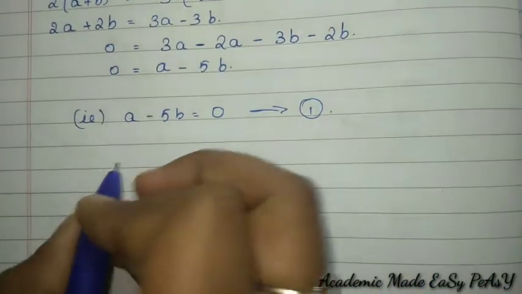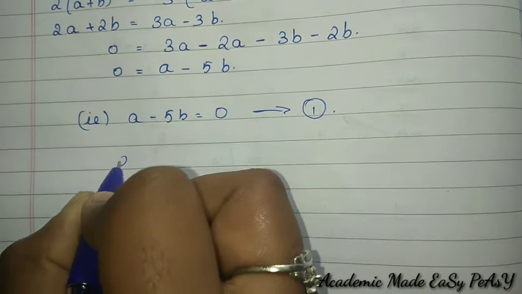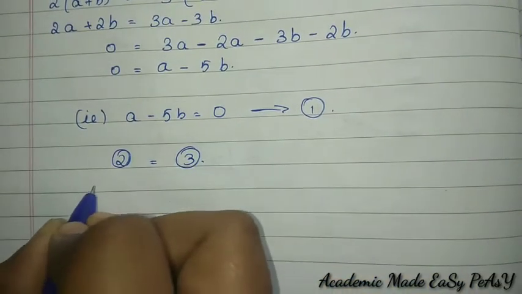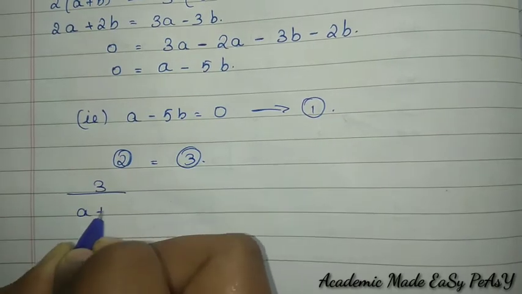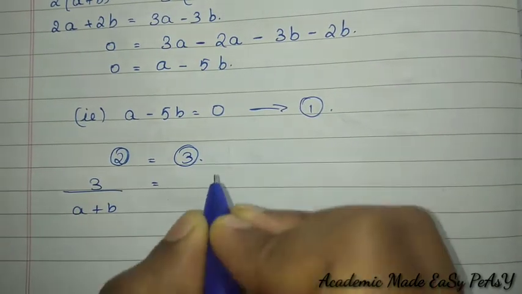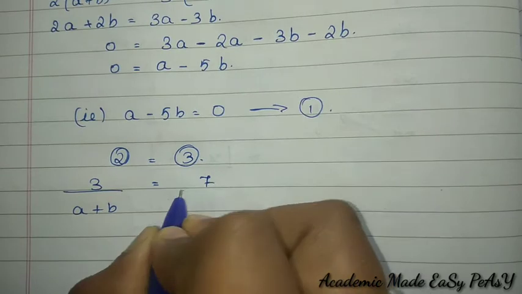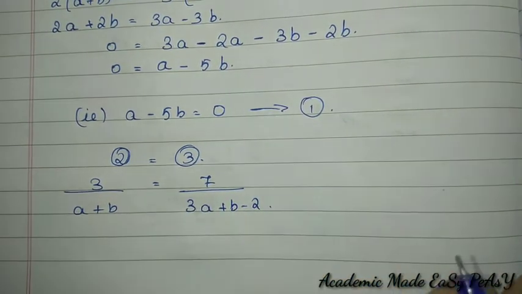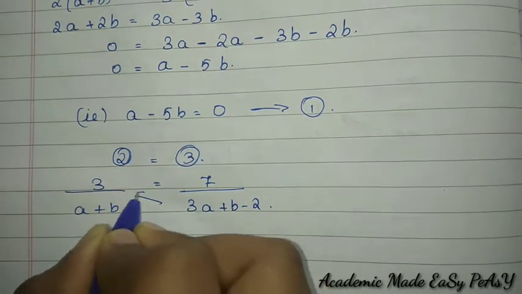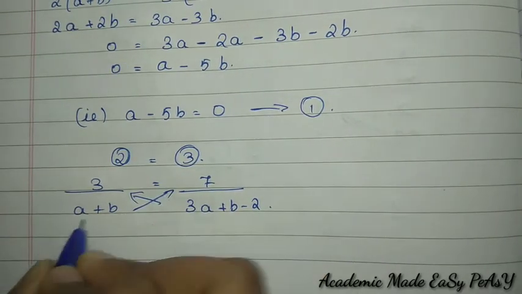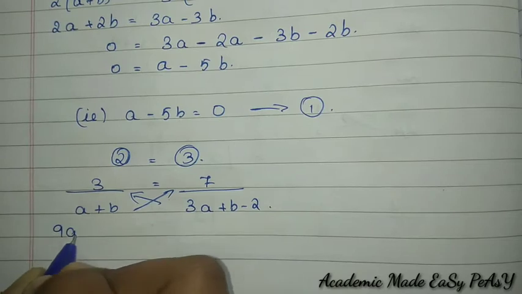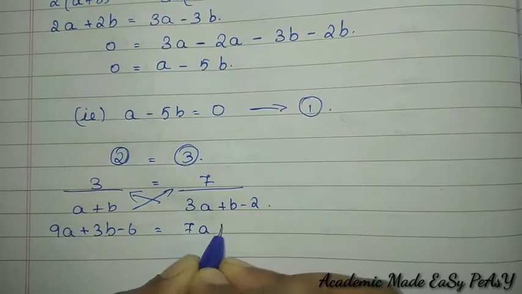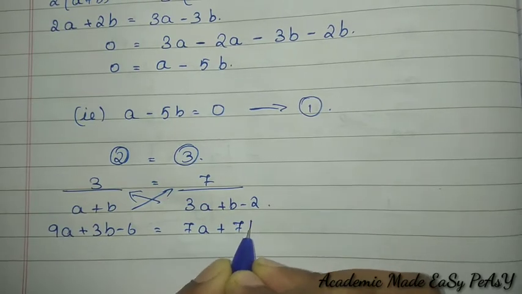Now what I will do is equate part 2 is equal to part 3. My part 2 is 3 divided by a plus b. You can just equate part 1 and 3 also, that is your wish. 3a plus b minus 2. Now I will be cross multiplying it. So 3 into 3 is 9a plus 3b minus 6 is equal to 7a plus 7b.